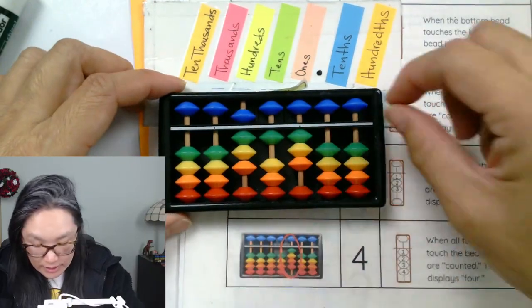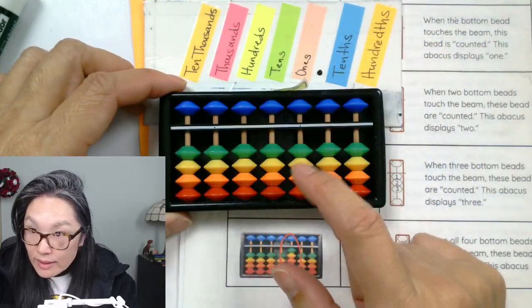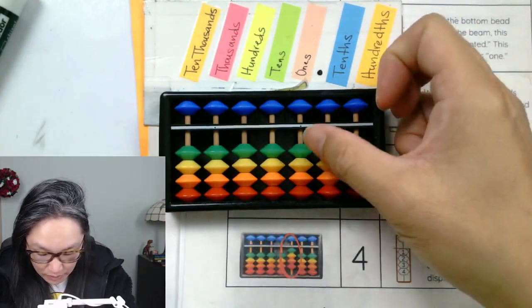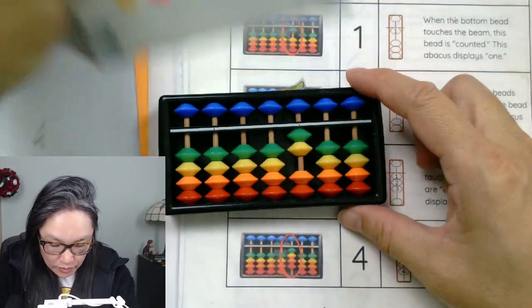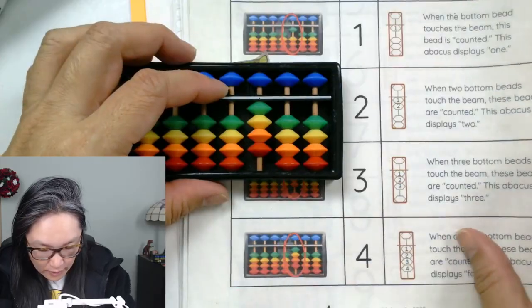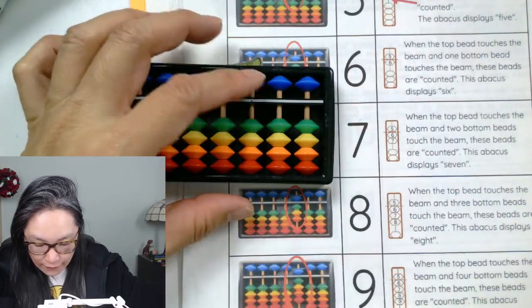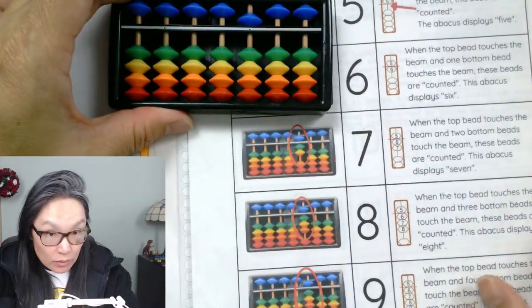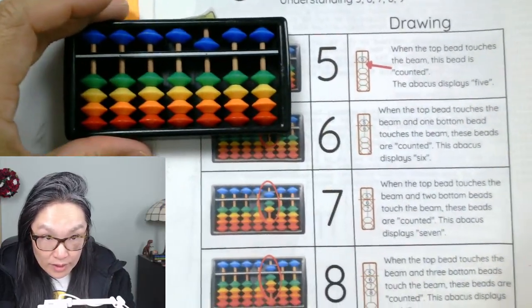When we're reading this, what we want to do is learn how to read the abacus. To learn to read the abacus, we're going to count it. 1, 2, right? This is 2, and then this is 3, this is 4, and then after 4, we have 5. 5 will always be the top bead.